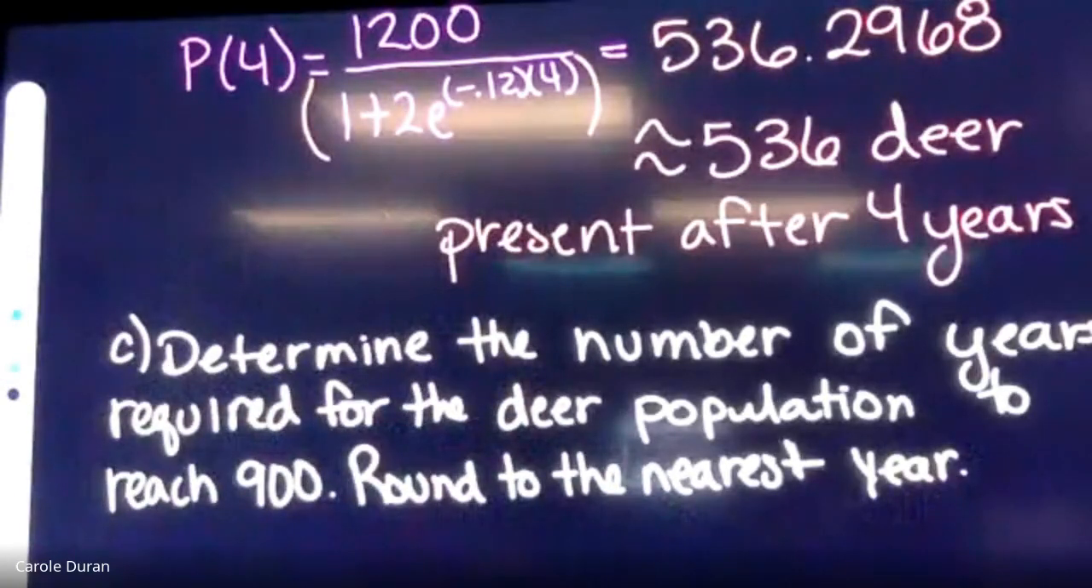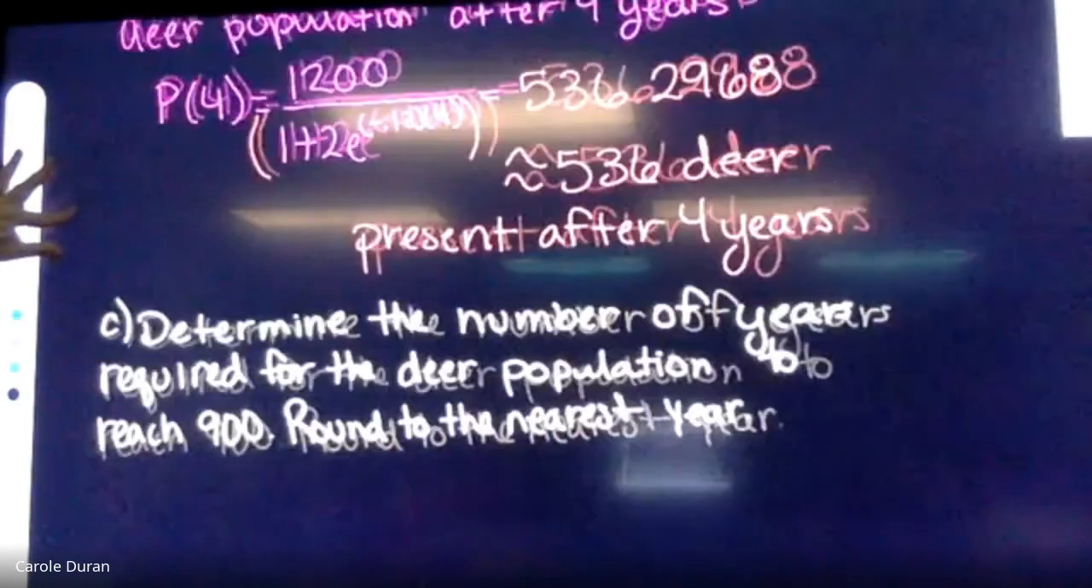Okay, part C asks us to determine the number of years required for the deer population to reach 900 and then to round our answer to the nearest year.